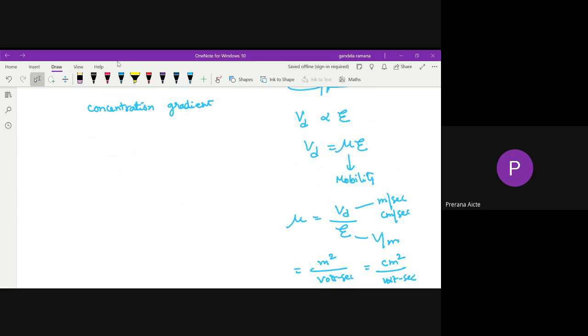In today's class, what we have discussed: the differences between conductors, semiconductors and insulators according to energy band diagrams; what semiconductors are and how many types there are, N-type and P-type semiconductors; those differences and the mass action law. After that, drift current and diffusion current. We will continue in the next class.